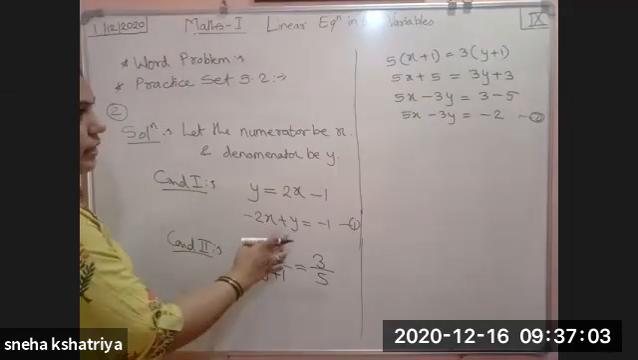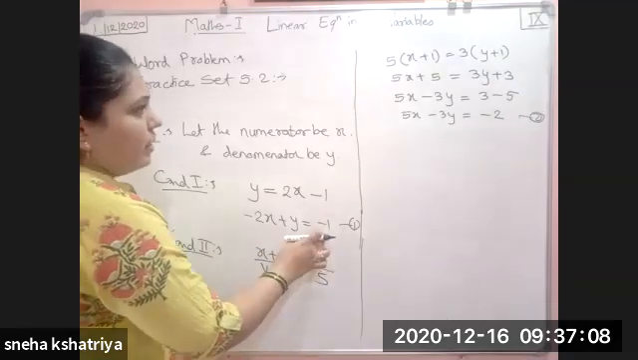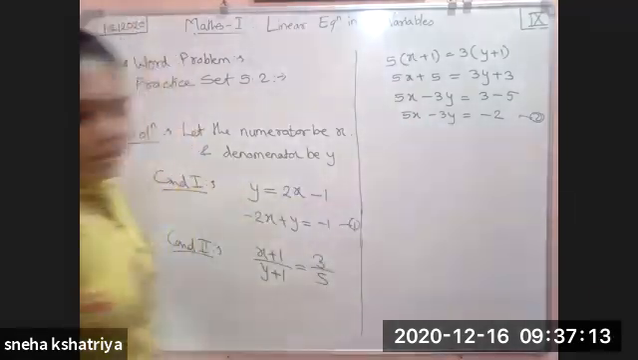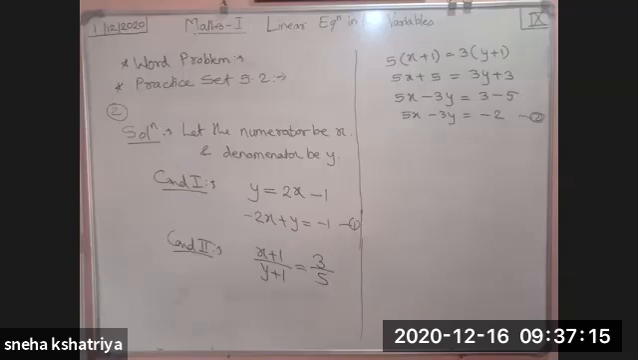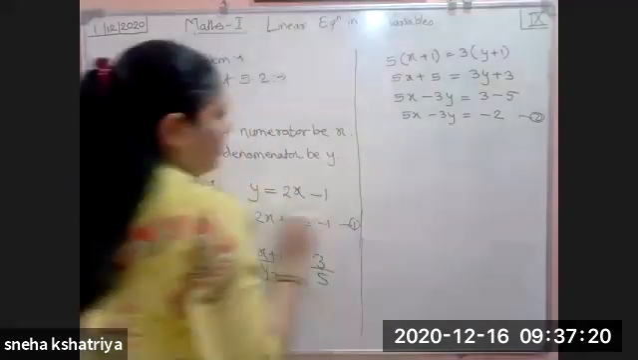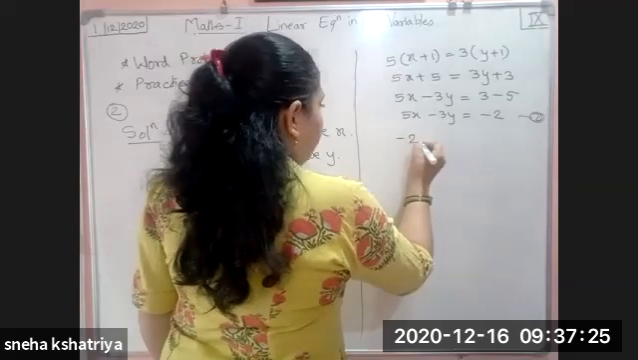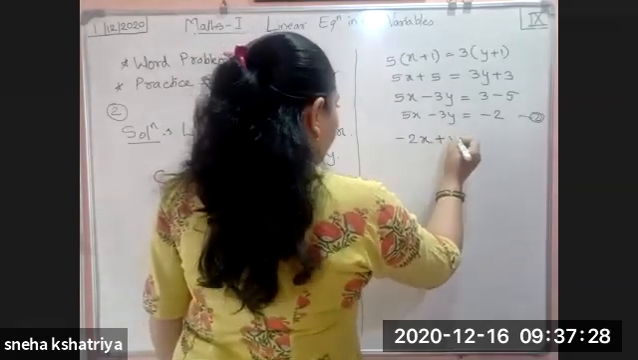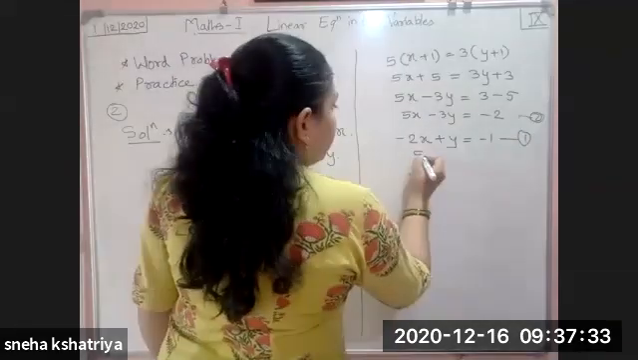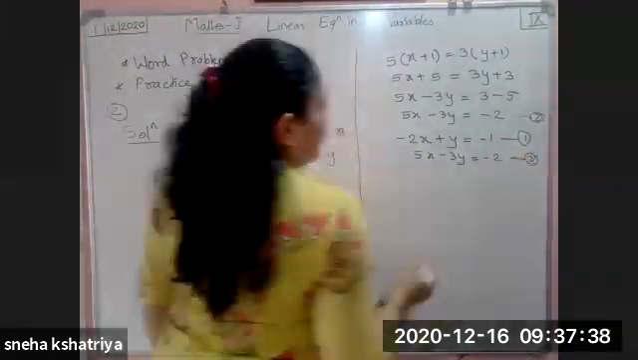So this is your first equation. Minus 2x plus y is equal to minus 1. And this is second equation. That is 5x minus 3y is equal to minus 2. Now we will solve them. First we will write it down. Minus 2x plus y is equal to minus 1. This is your equation number 1. And this is 5x minus 3y is equal to minus 2. This is equation number 2.